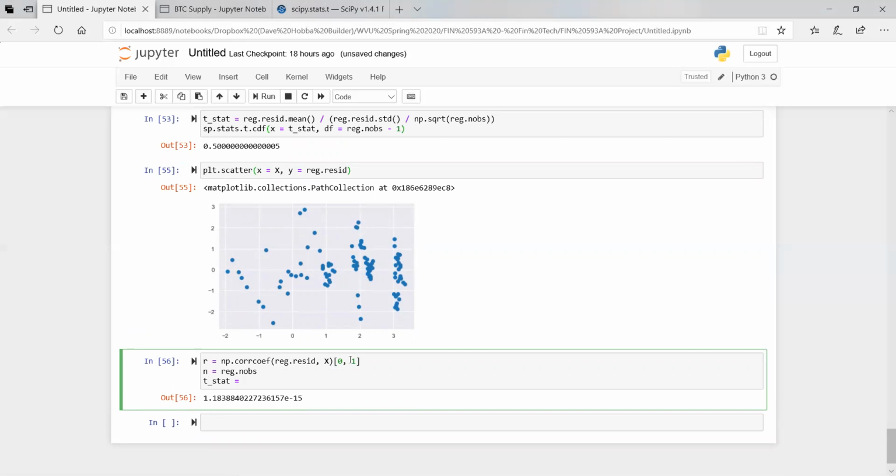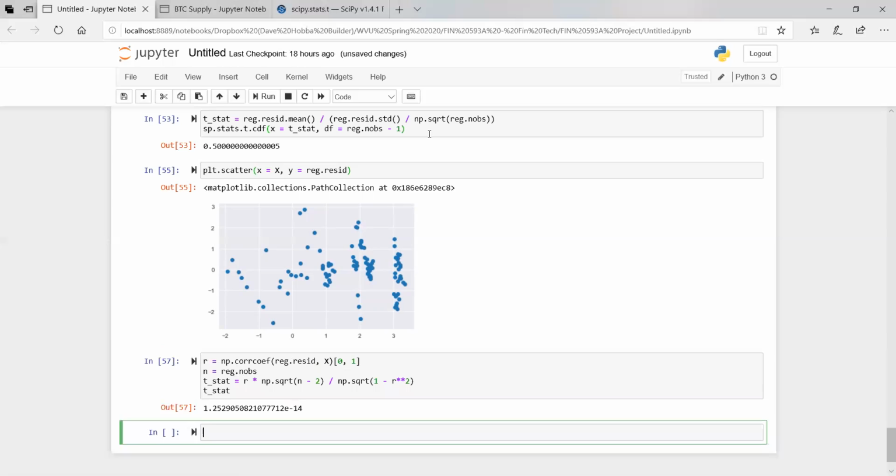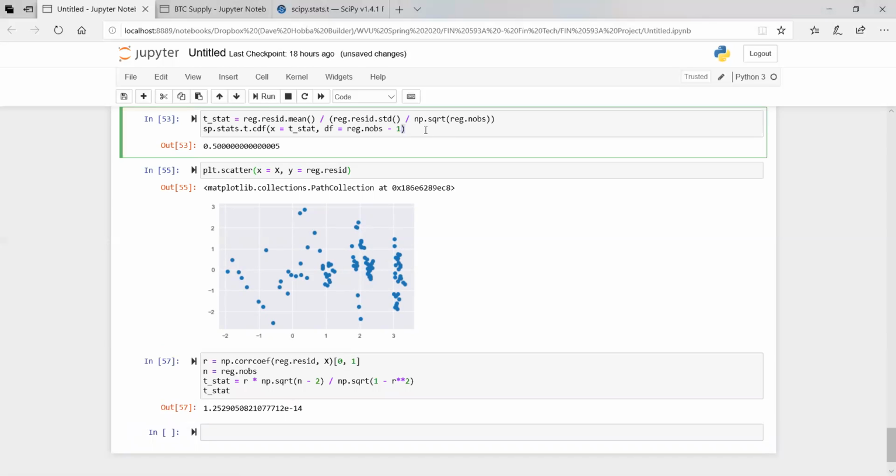Again, this formula is back in chapter 8. For the t-statistic for a correlation coefficient, we would do the correlation coefficient multiplied by the square root of n minus 2, because there are 2 degrees of freedom, divided by the square root of 1 minus r squared. Let's output our t-stat, and it's a pretty small number. So let's actually calculate what that would be.